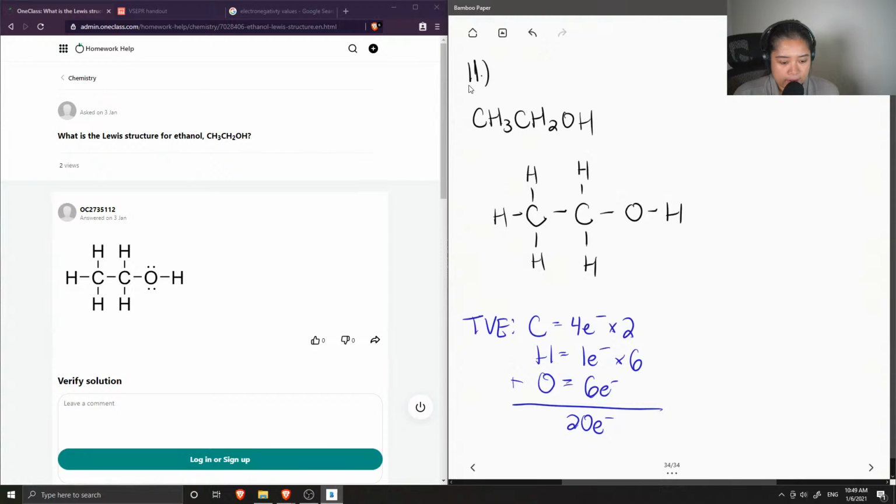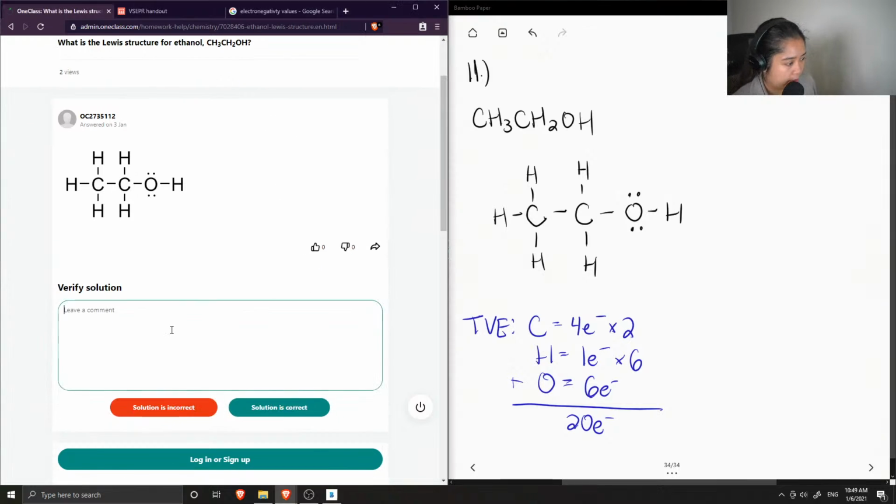And if we count out all the bonds, with each bond containing 2 electrons being shared, we have 8 bonds drawn. So 8 times 2 is 16. And the remaining 4 electrons will be drawn on the oxygen, since oxygen does not have a full shell yet. So this is the Lewis structure for ethanol, and the junior tutors said the same thing. So this solution is correct.